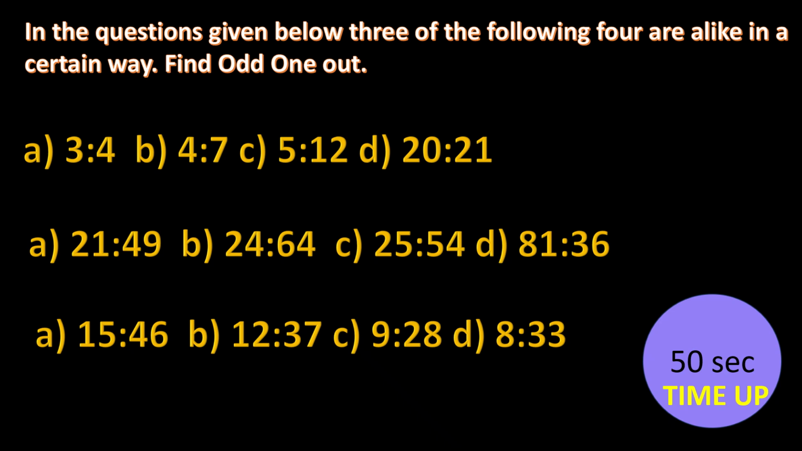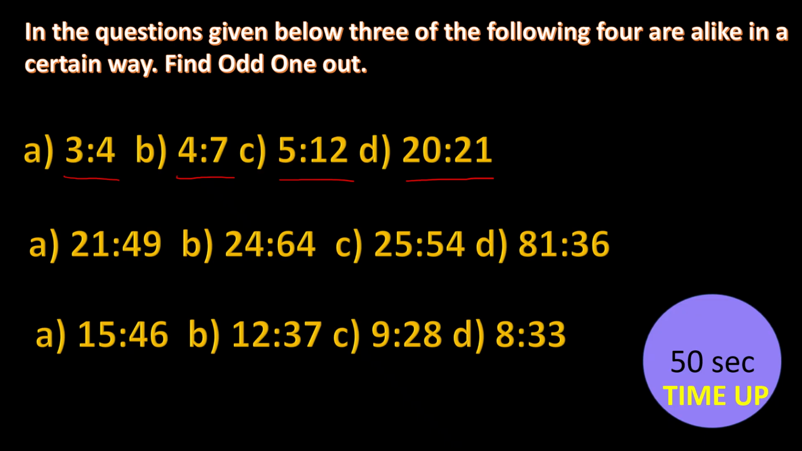Okay, time up, students. We'll see the first one. First one is here: 3 is to 4, 4 is to 7, 5 is to 12, and 20 is to 21. What do you think? What is used here?